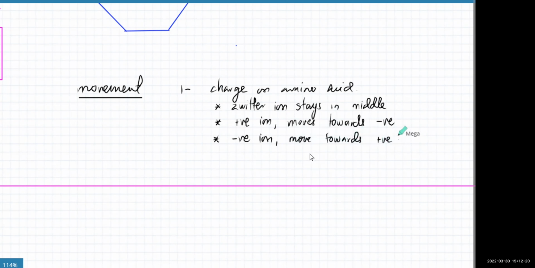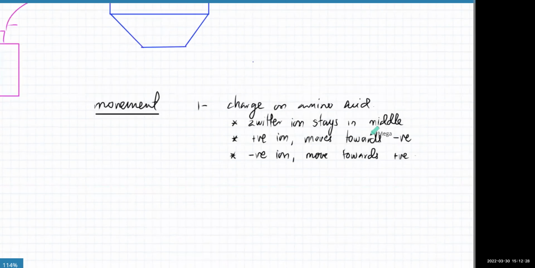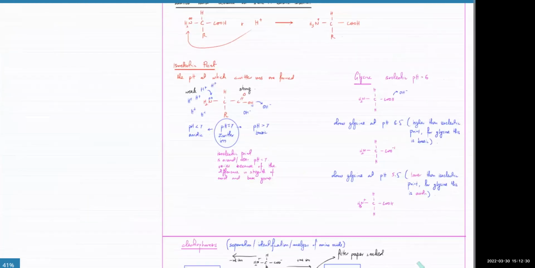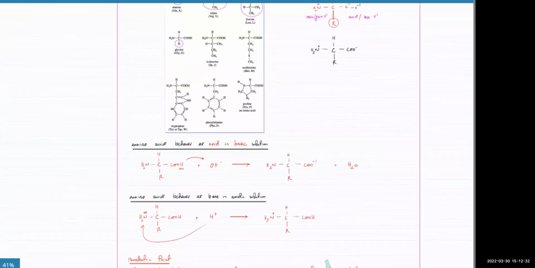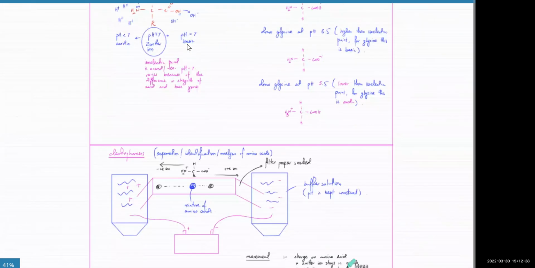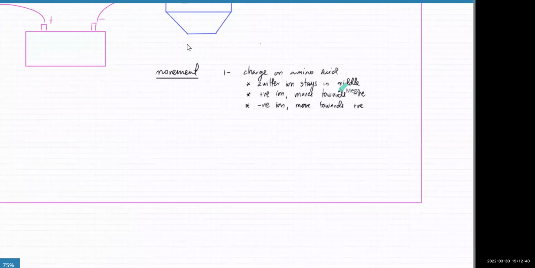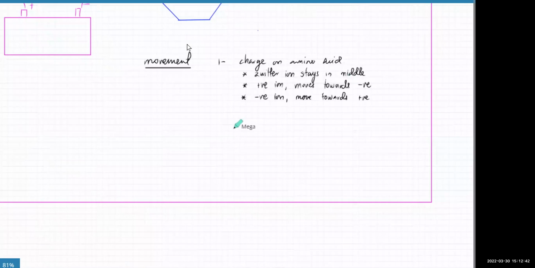There's another thing, and that is it also depends on the mass. How heavy is the molecule? Remember, every amino acid has a different size. Some of them are really big, some of them are really small. So amino acids have different masses. So the speed of movement will depend on it. So the second factor is the Mr of the amino acid.